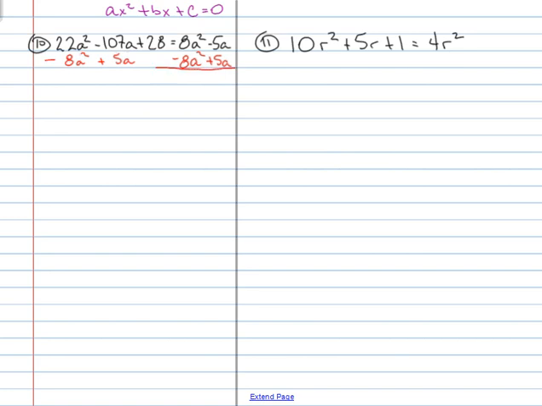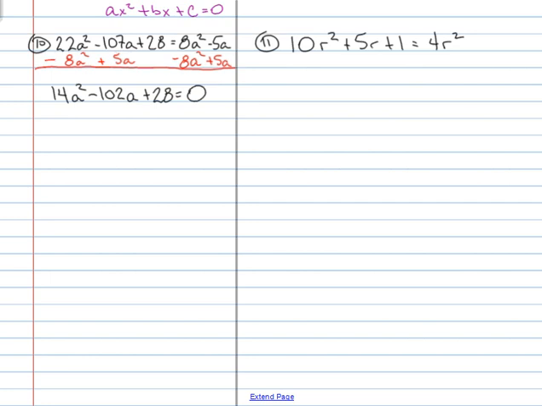I now have everything matched up. I go through and I do my arithmetic. 22 minus 8, that would be 14a squared. This is going to be 102a plus 28 is now equal to 0. It is now in our standard form.